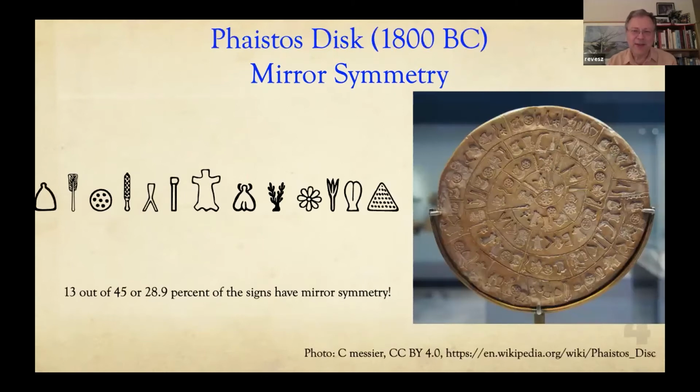When I look at the Phaistos Disk, this was my PhD advisor's, Paris Kanellakis' favorite. He had a copy of this on his desk in his office at Brown University, and he was proud to show this to other visitors. So this Phaistos Disk, an ancient Minoan writing, has many symmetries in its signs. I show you a few examples. We can see that 13 out of 45, or 28.9% of the signs have a mirror symmetry.